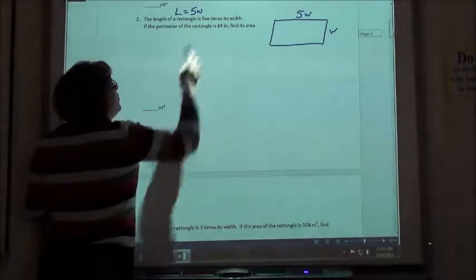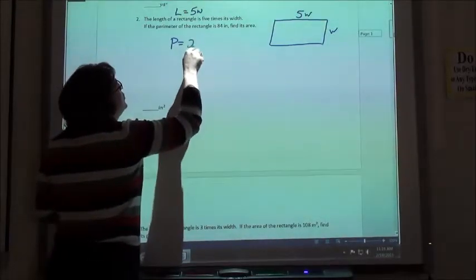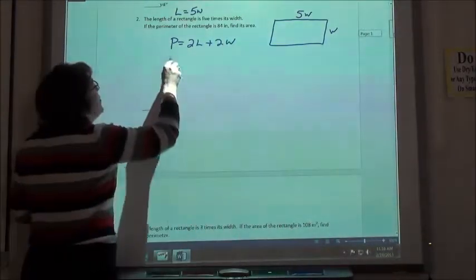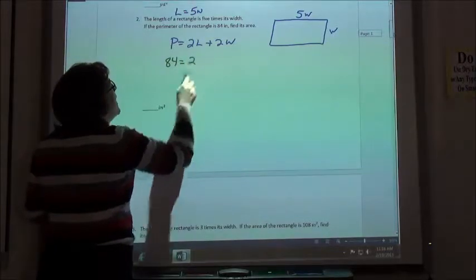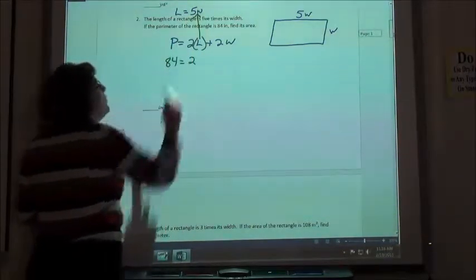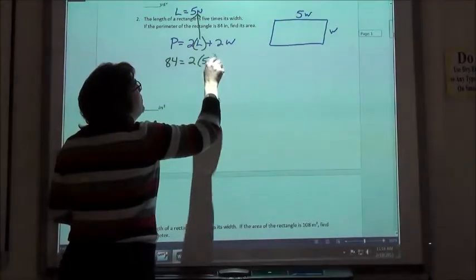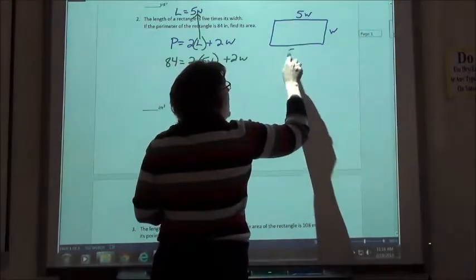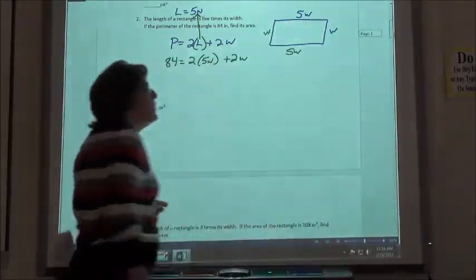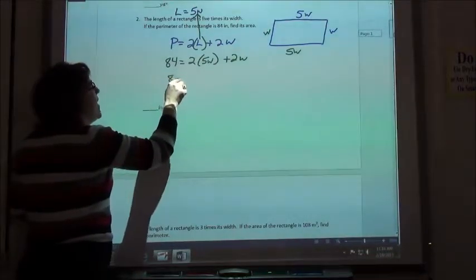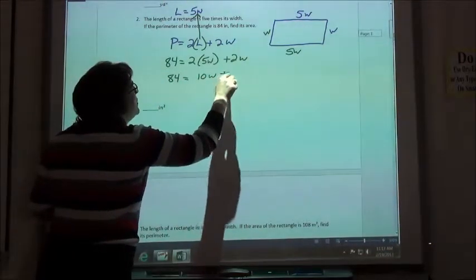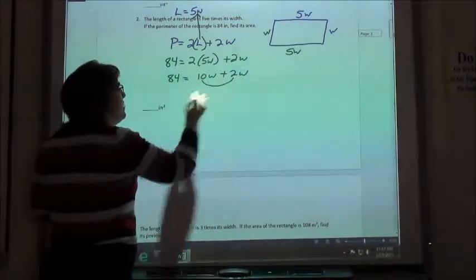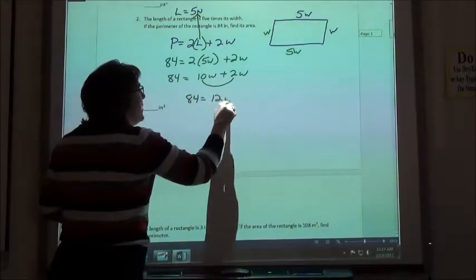Again, we know the perimeter is 84. P equals 2L's plus 2W's. So substituting in, 84 is our perimeter. We're going to take 2 times the length, but in for the length, we have to substitute in our 5W, plus our 2W. We have 2 sides here that are 5W, 2 sides that are a plain W. So solving that, 84 equals 10W plus 2W. 2 times 5W is 10W. Adding our like terms, 84 equals 12W.